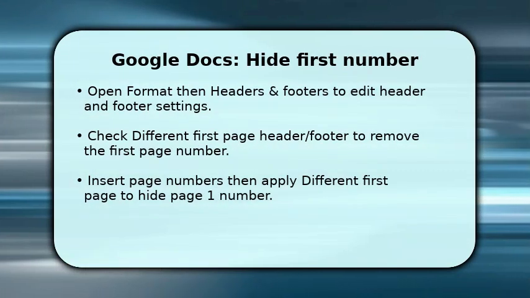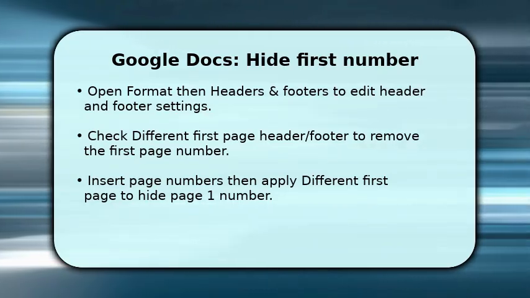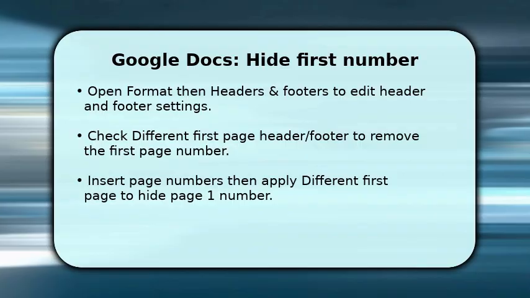Open your document in Google Docs to hide the first page number quickly. Insert page numbers from the Insert menu so you can control numbering across pages. Then open Format and choose Headers and Footers to reveal first page controls. Check Different First Page Header/Footer to hide the number on only page 1.